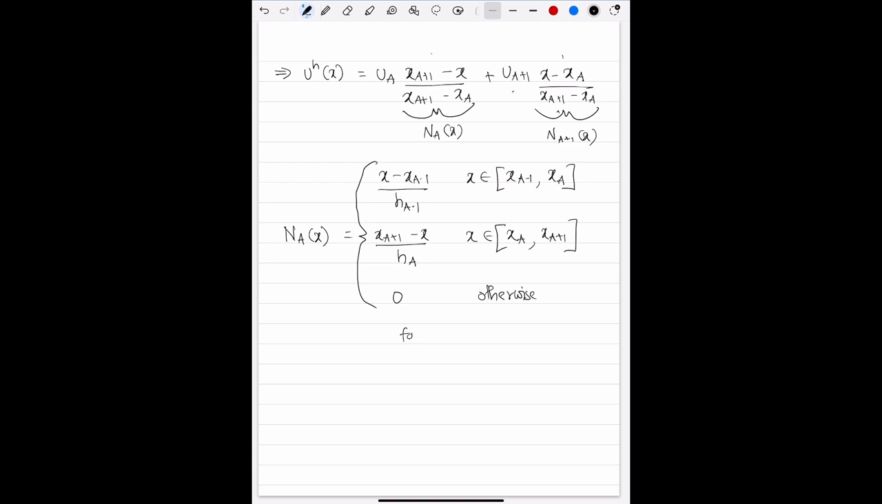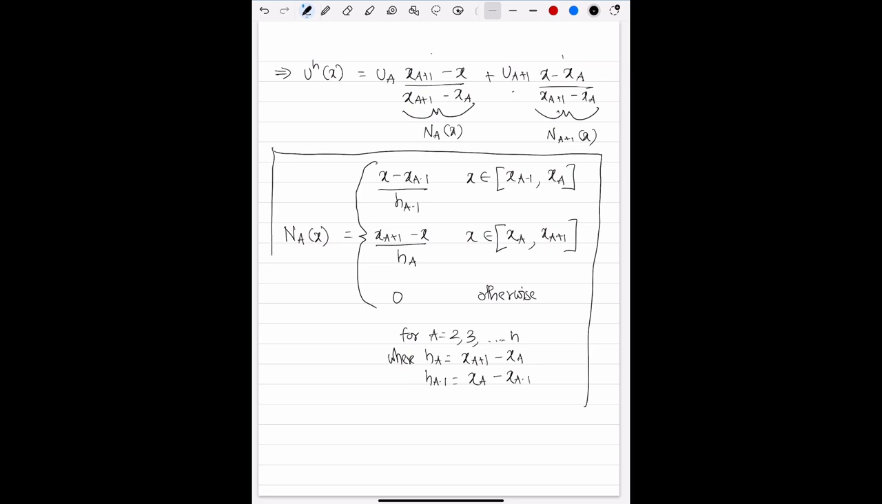Now this relation holds true for A equal to 2, 3 all the way up to n, and as I just mentioned, here HA is the width of element number A, so that can be written as XA plus 1 minus XA, and similarly HA minus 1 is the width of element number A minus 1, so it can be written as XA minus XA minus 1. So this right here is the definition of the basis function for the piecewise linear finite element domain.